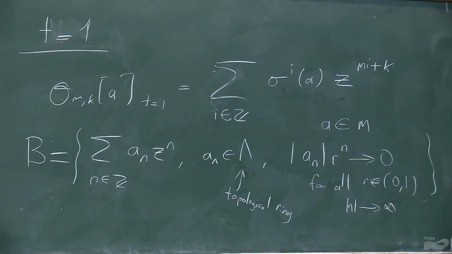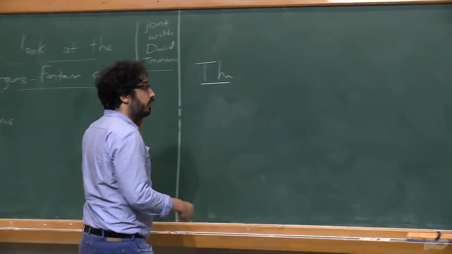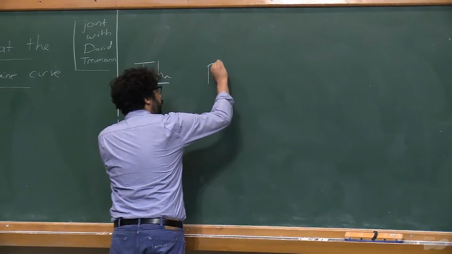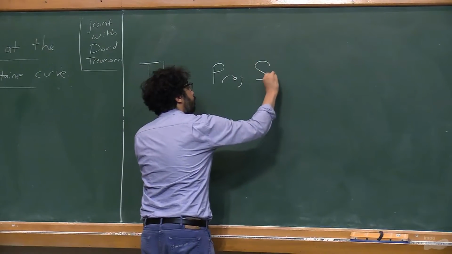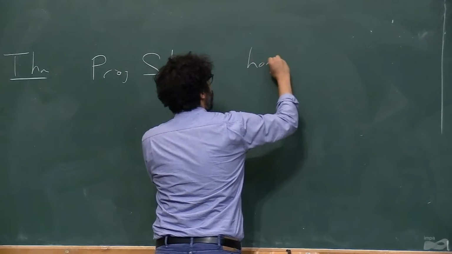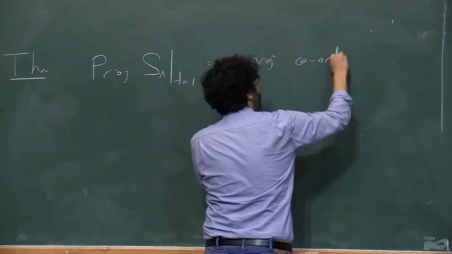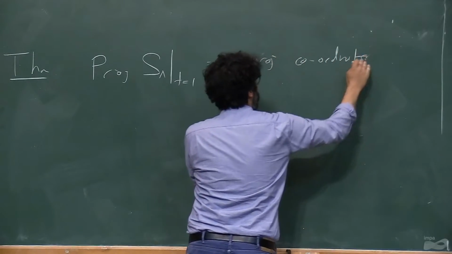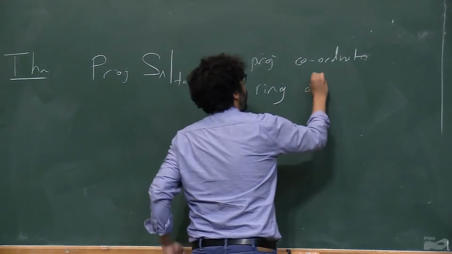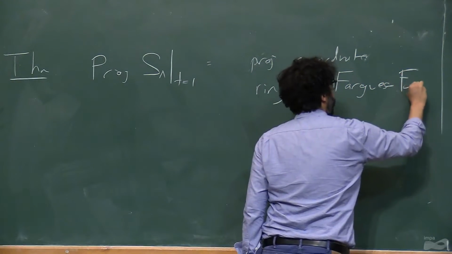Okay, so let me state the first theorem, and then I want to explain a little bit more Floer theory. So the first theorem is Proj of this ring, with t equals to 1, is the homogeneous coordinate ring, the projective coordinate ring of the Fargues-Fontaine curve.